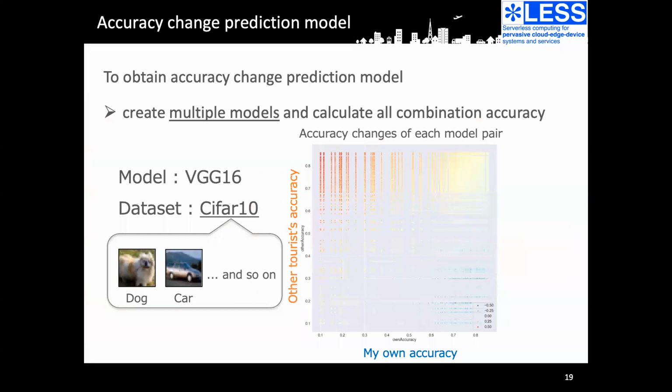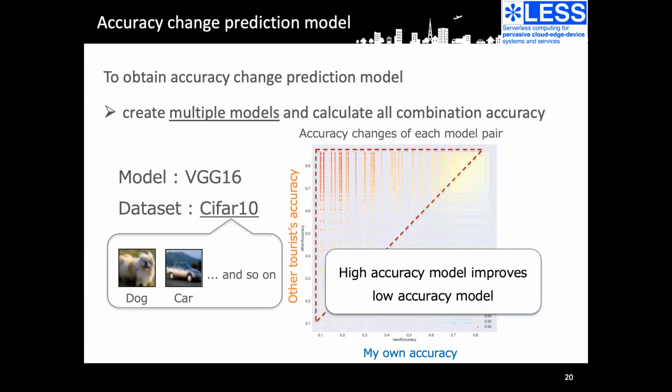To obtain the prediction model, we collected accuracy change data before and after updating various accuracy models based on simple averaging. We used VGG16 trained on the CIFAR-10 dataset, which consists of 10 kinds of objects. This scatter diagram shows the inclination. The main inclination that can be seen at a glance is that higher accuracy models improve lower accuracy models when they are averaged.